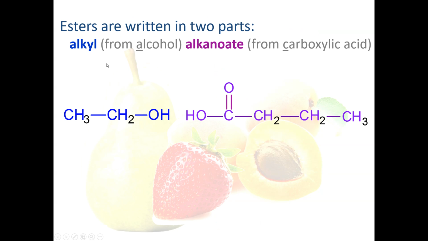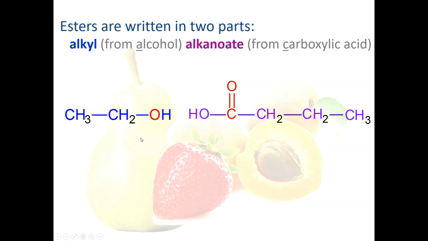So how do we name it? The alkyl alkanoate is the pattern. A comes before C, so the alkyl part comes from the alcohol, and that comes first in the name. The alkanoate comes from the carboxylic acid, which comes last in the name because C is later.